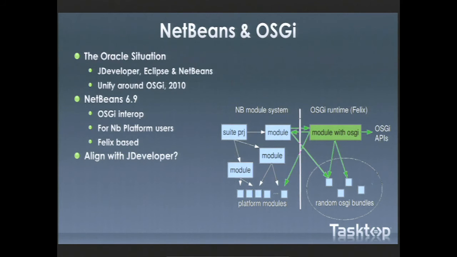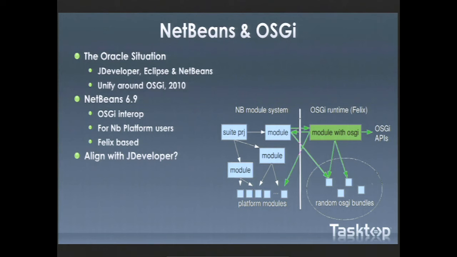Because we knew that Oracle has its own IDE, JDeveloper. We knew that it supports Eclipse. And now it will also own NetBeans. So it's good. I'm actually glad I can work for Oracle, because after working 10 years for Sun, I'm glad I can finally work for a profitable company.